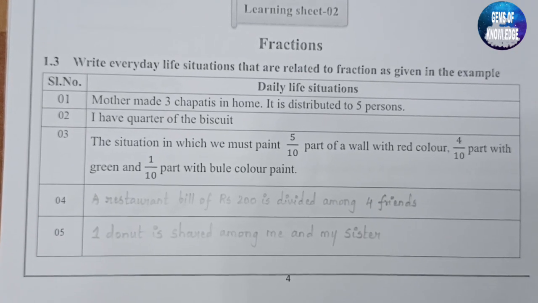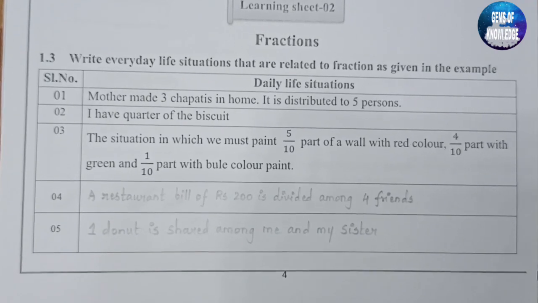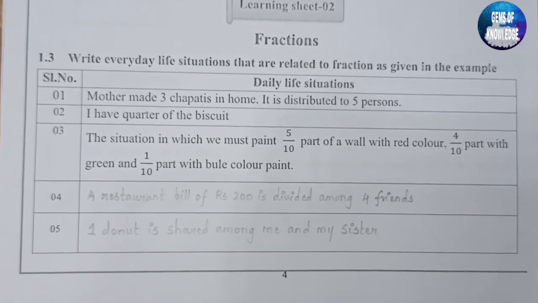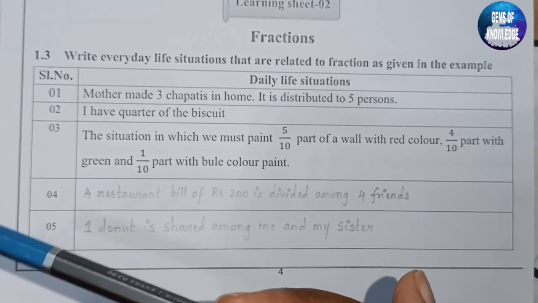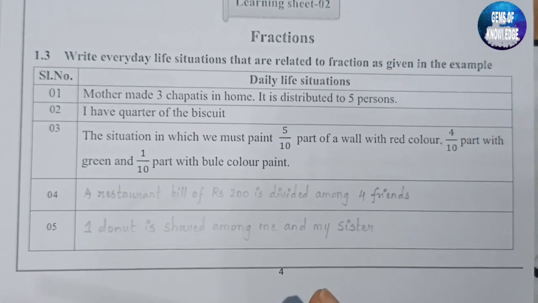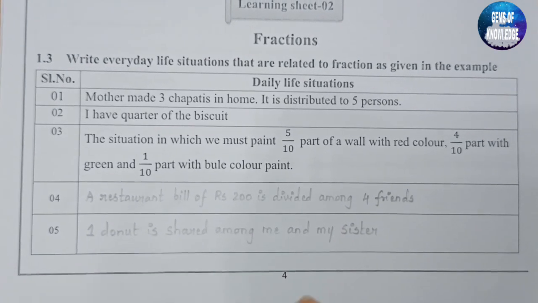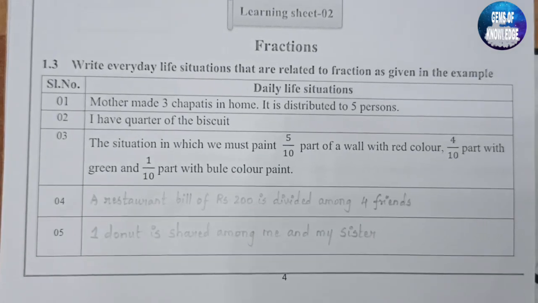You can even write one piece of pizza you got out of 6 pieces or 4 pieces. You can even mention this. There are a few more examples which you can mention, just according to you, whatever you want. Okay, let's move on to the next question.